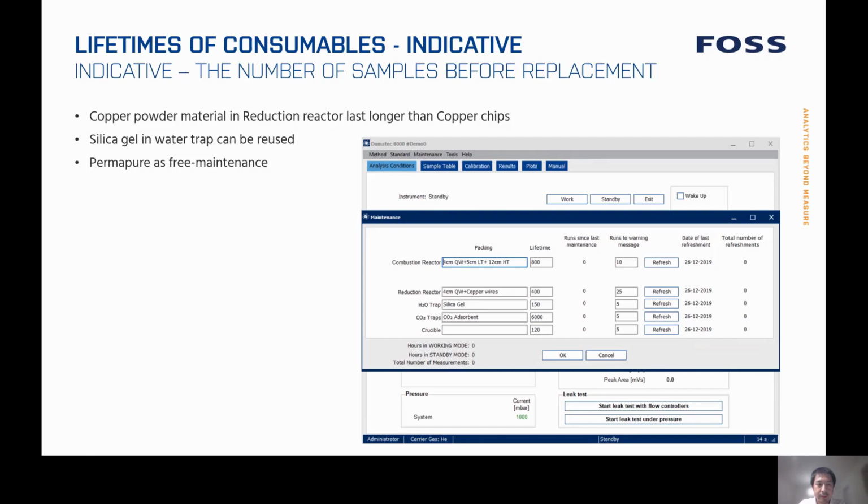For the consumables, we use copper powder in the reduction reactor, which lasts longer than the copper chips some competitors use. And for the water trap, we use silica gel, which is different from some competitors. They use magnesium perchlorate, which is highly flammable, and we use silica gel, which is a good indicator for water. If there's moisture inside, it changes color, so it's easier to tell when it's time to change the water trap. Also, as mentioned before, the PermaPure is maintenance free.